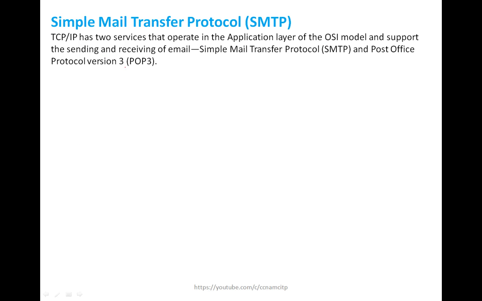Okay, so next one is, guys, simple mail transfer protocol, which is also known as SMTP. In this, TCP/IP has two services that operate in the application layer of the OSI model and support the sending and receiving of mail. So SMTP, simple mail transfer protocol, and post office protocol version 3. These are very important and crucial roles which run on the application layer of the OSI reference model.